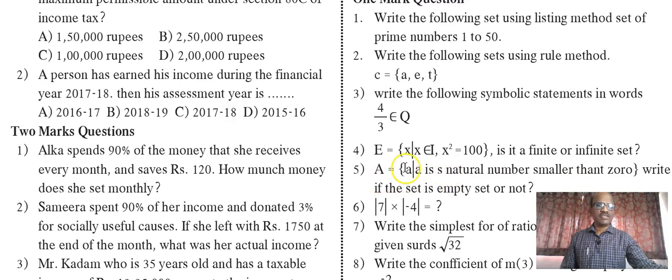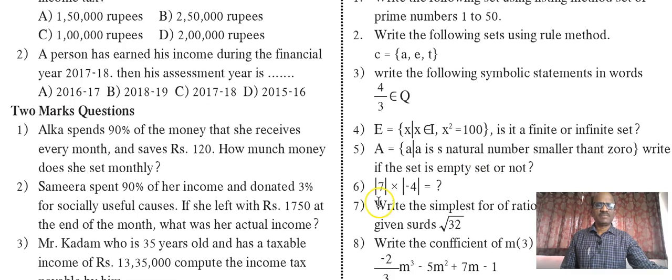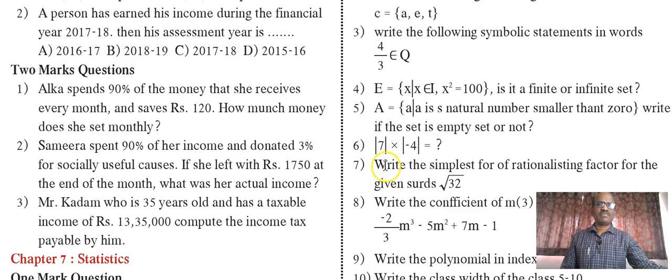E is equal to, in curly brackets, x such that x belongs to I, x square is equal to 100. Is it finite or infinite? It's a finite set. A is equal to, in curly brackets, A such that A is a natural number smaller than 0. Right, it's an empty set. Now this again, the product is very simple, that is 7 into 4, 28.